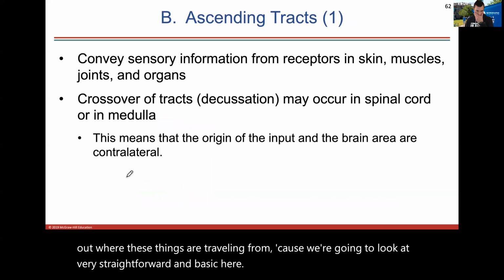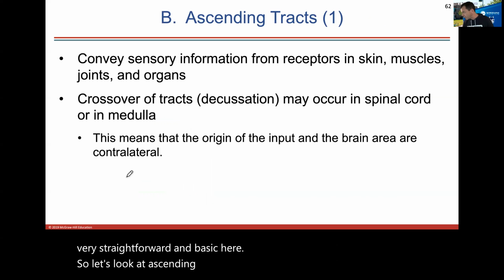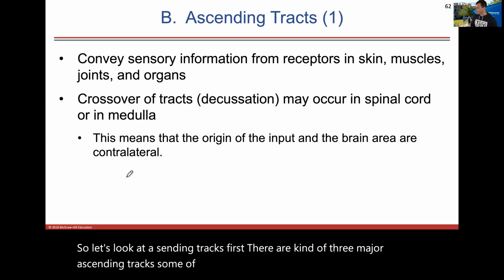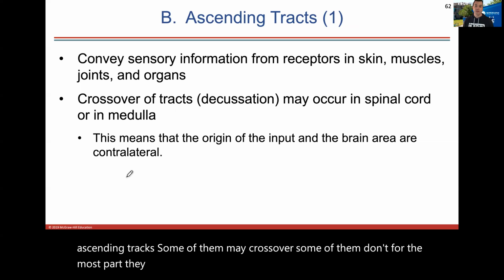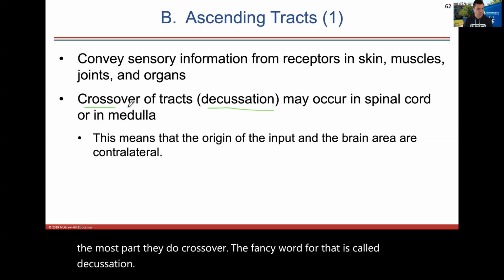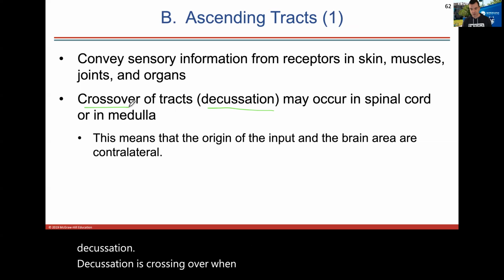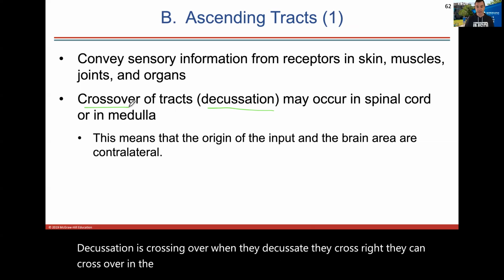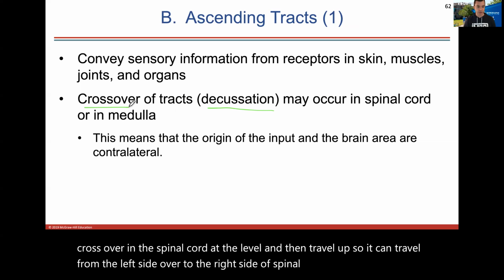So let's look at ascending tracts first. There are 3 major ascending tracts. Some of them may cross over, some of them don't. For the most part, they do cross over. The fancy word for that is decussation. Decussation is crossing over. When they decussate, they cross, all right? They can cross over in the spinal cord at the level and then travel up. So it can travel from the left side over to the right side of the spinal cord and go on up to the right side of the brain.